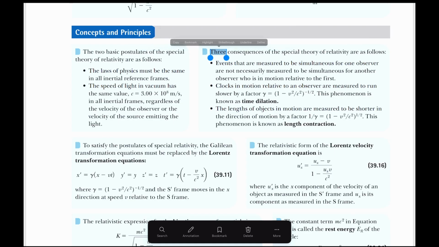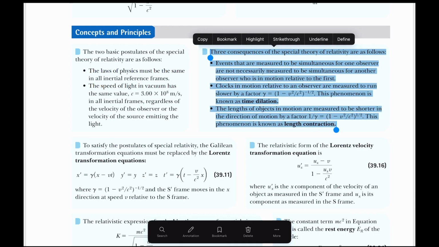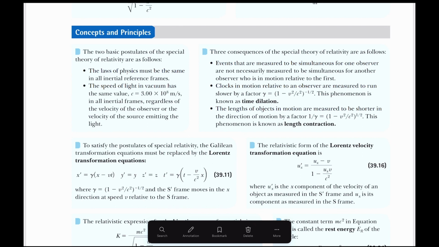Consequences of the special theory of relativity. Okay, I shared with you guys the consequences of moving fast. This, I think, was a little segue. This, I think, will be important. Events that are measured to be simultaneous for one observer are not necessarily measured to be simultaneous for another observer who is in motion relative to the first. That is crazy, and I don't know if it's too helpful. I mean, we're going to keep reading.